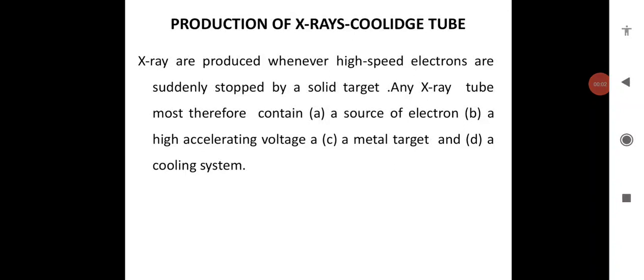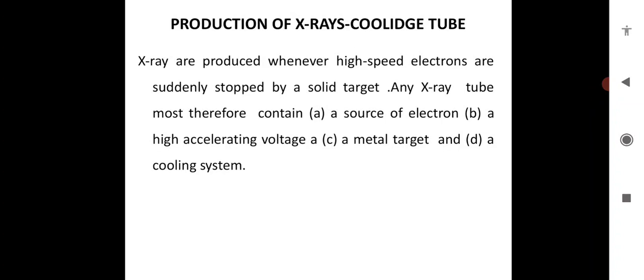Good morning, students. In this lecture, we will be discussing the production of X-rays using a Coolidge tube. We know that X-rays are electromagnetic radiations of short wavelength in the range of 0.05 nanometer to 1 nanometer. The longer wavelength end of the spectrum is known as soft X-rays, and the shorter wavelength end is known as hard X-rays. Soft X-rays have less relative penetrating power than hard X-rays.